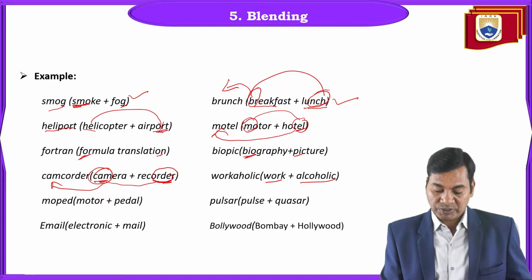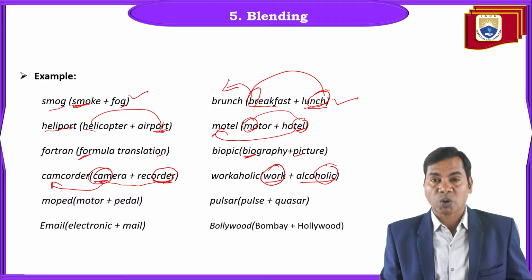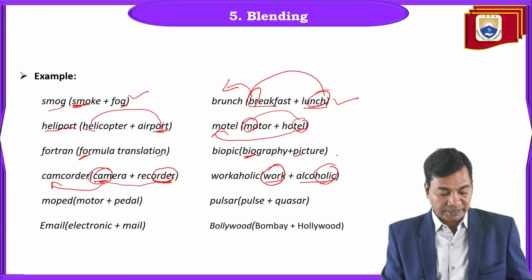So workaholic: we've taken the entire first word, work, and the ending part of the second word, alcoholic, which is holic. So in alcoholic, I've taken the ending part, holic. So work plus holic becomes workaholic, right?